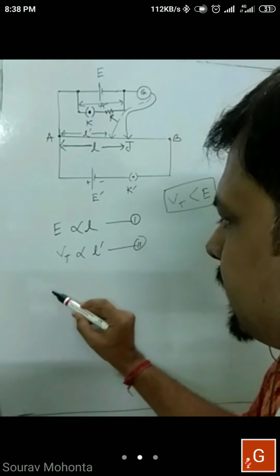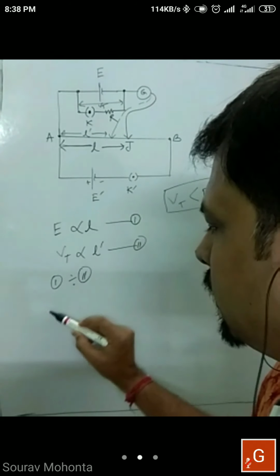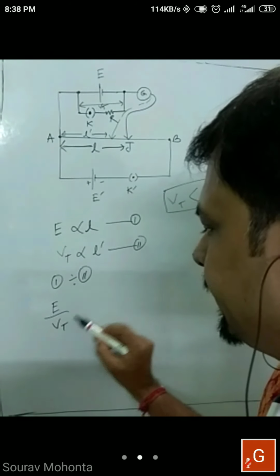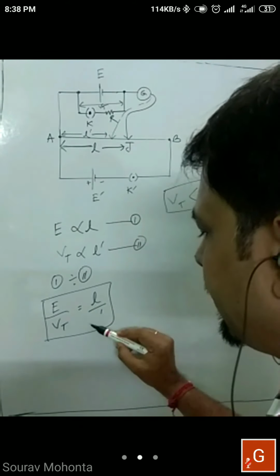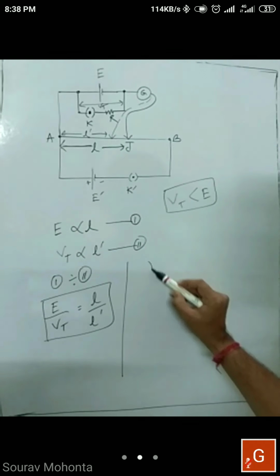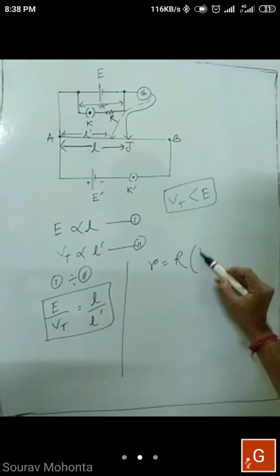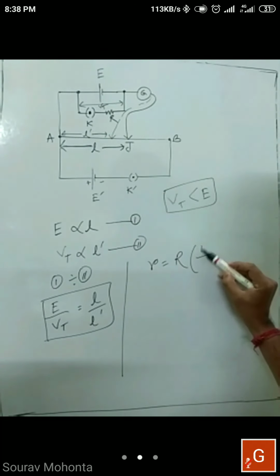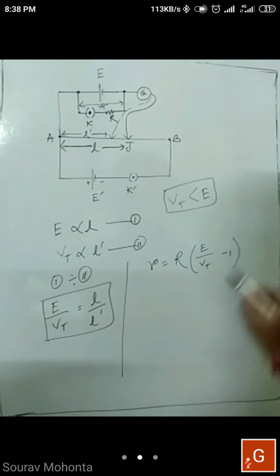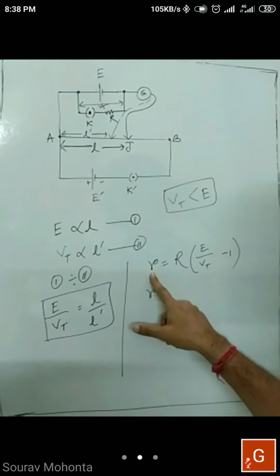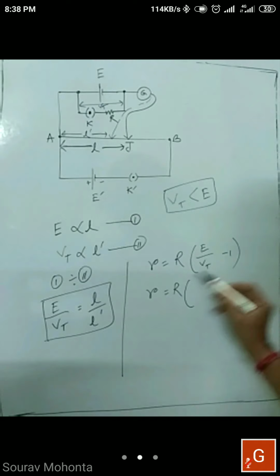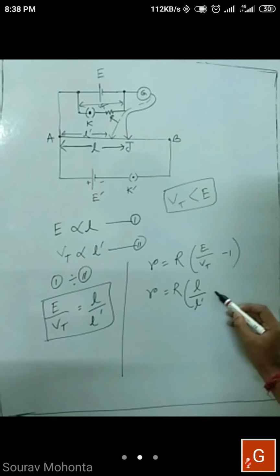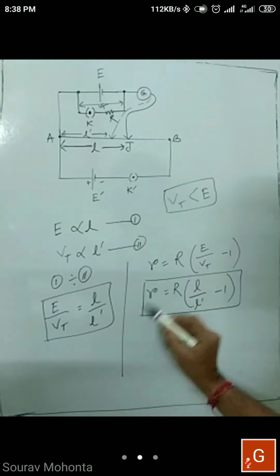If you take the ratio, we can write E divided by Vt equal to L by L dash. Now we know that internal resistance r is equal to R times (E by Vt minus 1), which we derived earlier. Simply put the value E by Vt equal to L by L dash, so r equals R times (L by L dash minus 1).